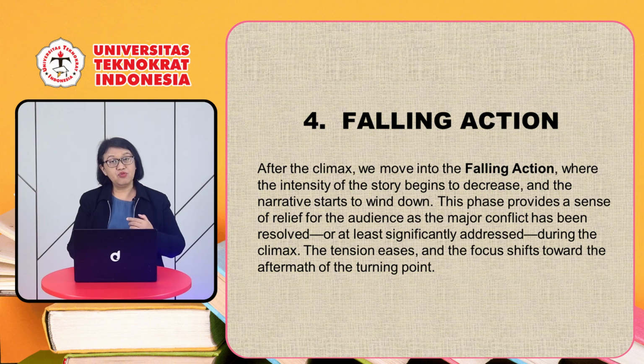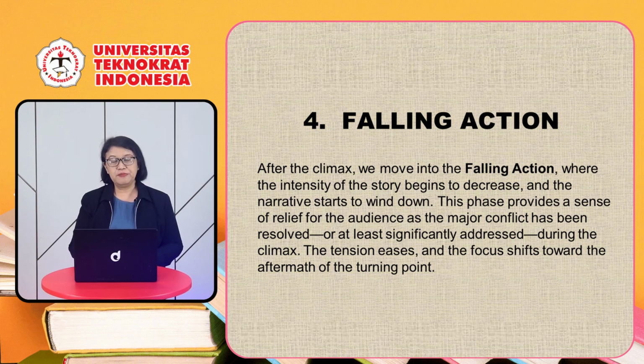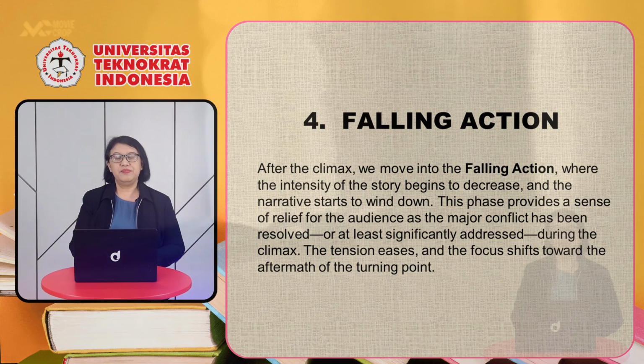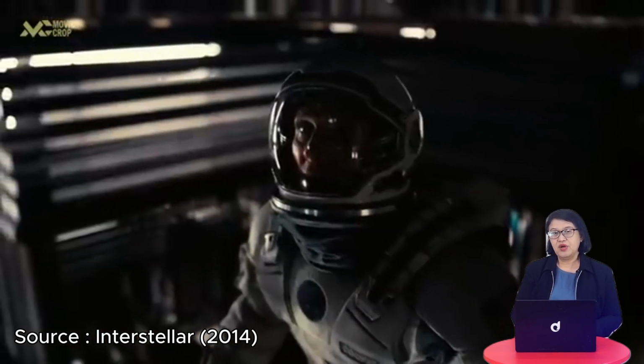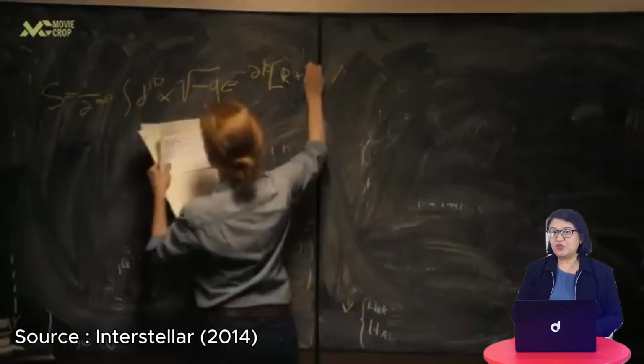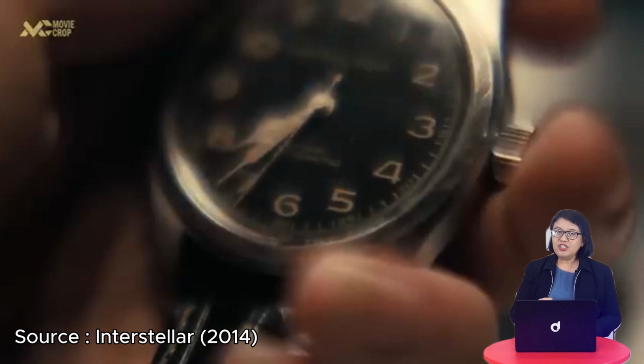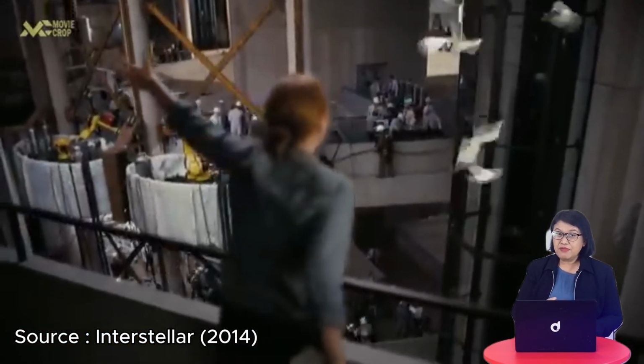After the climax, we move to the falling action, where the intensity of the story begins to decrease and the narrative starts to wind down. This phase provides a sense of relief for the audience, as the major conflict has been resolved, or at least significantly addressed during the climax. When the tension eases, the focus shifts toward the aftermath of the turning point.